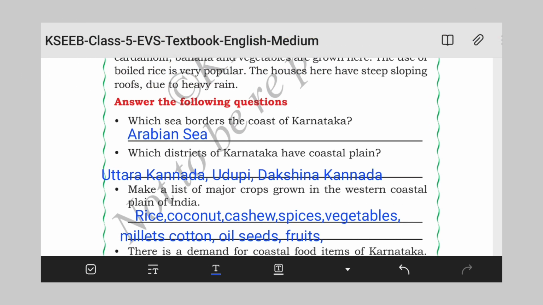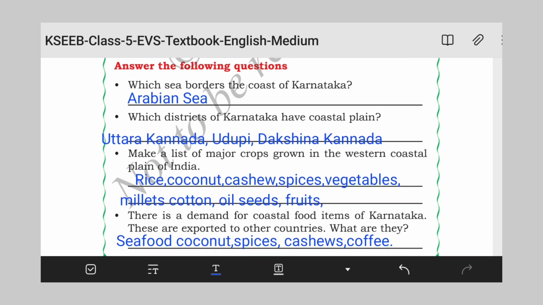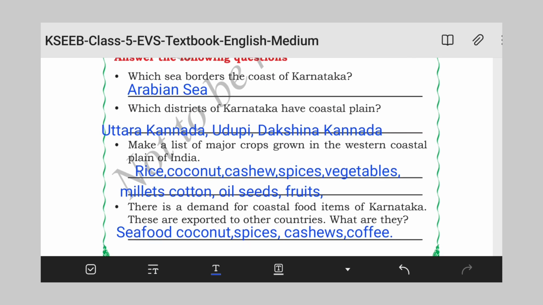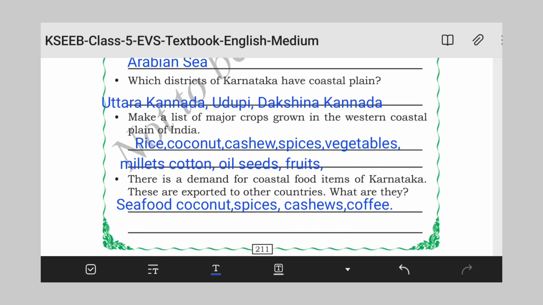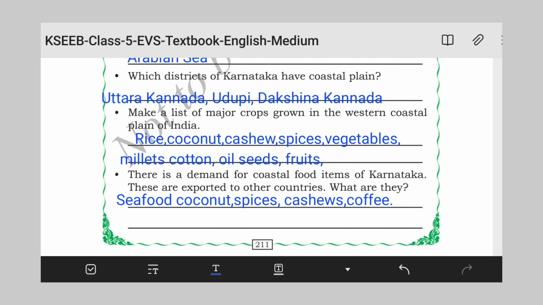Next one, which sea borders the coast of Karnataka? Arabian Sea. Which districts of Karnataka have coastal plains? Uttara Kannada, Udupi, Dakshina Kannada. Name a list of major crops grown in the western coastal plain of India. Rice, coconut, cashew, spices, vegetables, millets, cotton, oil seeds and fruits.